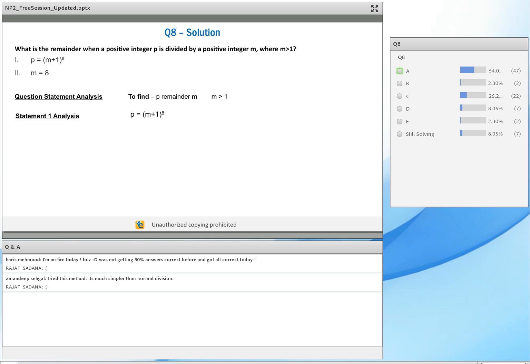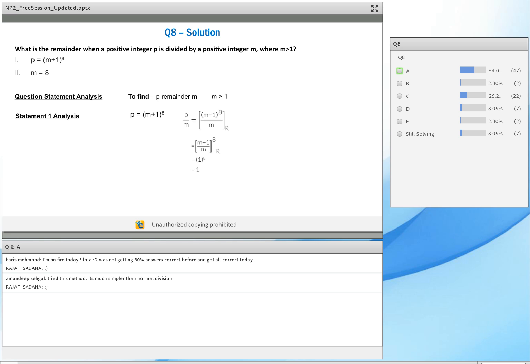Statement number 1 says that p is equal to (m plus 1) to the power 8. Which means when we find the remainder of p divided by m, we get p by m is equal to (m plus 1) to the power 8 divided by m. We need to find the remainder of this, which means, as we said earlier, we can simplify this to ((m plus 1) by m) whole to the power 8. We have to find the remainder of that.